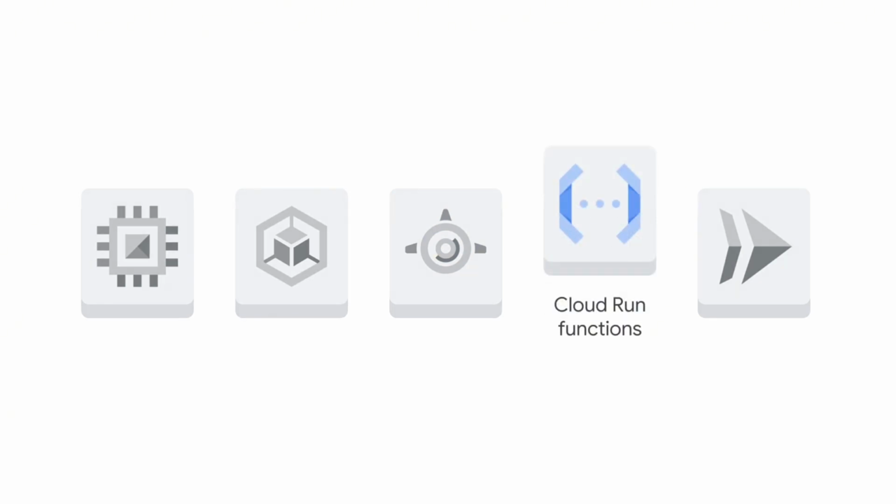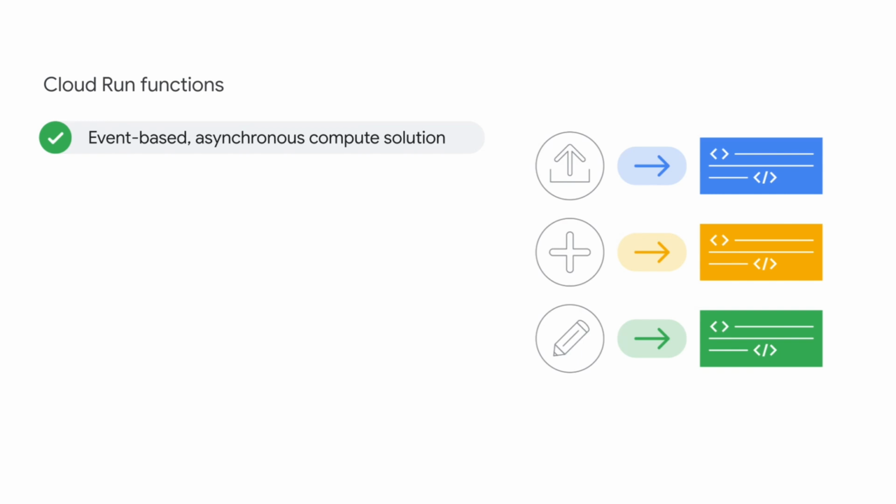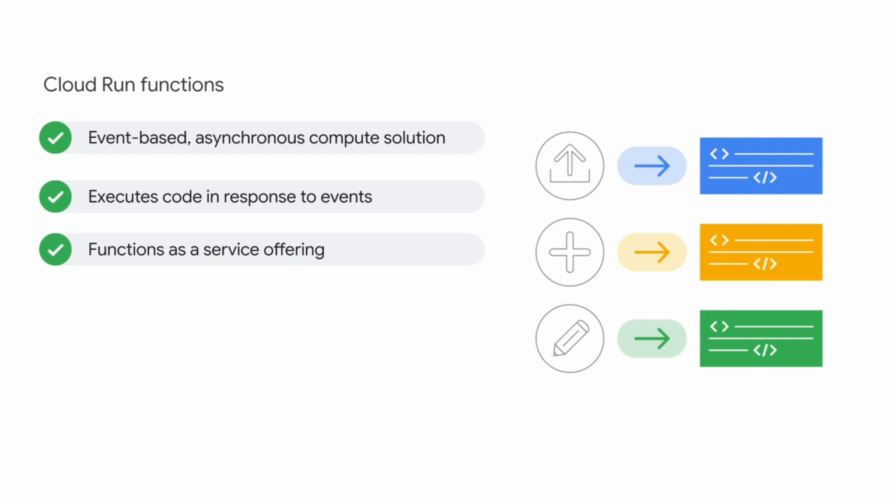Another compute option offered by Google Cloud is Cloud Run Functions. Cloud Run Functions is a lightweight, event-based, asynchronous compute solution for creating small, single-purpose functions that respond to cloud events without the need to manage a server or a runtime environment. It executes code in response to events, like when a new file is uploaded to cloud storage. It's also a completely serverless execution environment. Cloud Run Functions is often referred to as functions as a service.